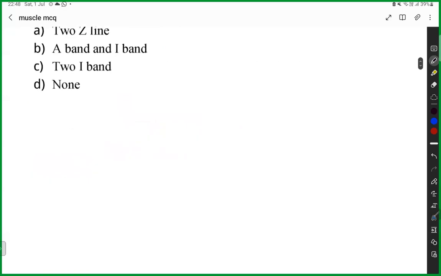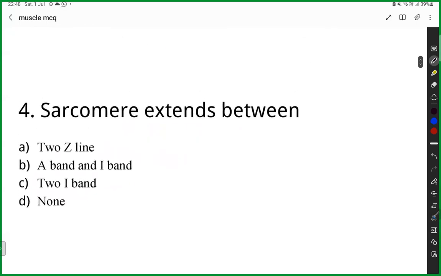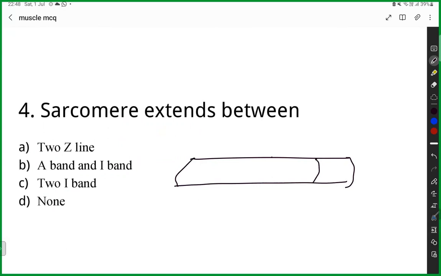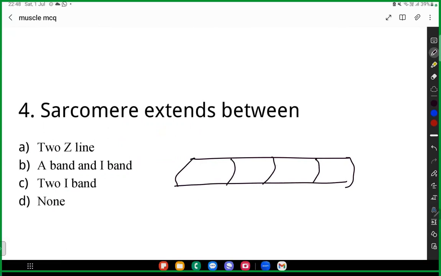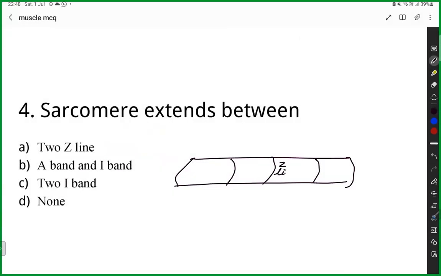Okay. Next, sarcomere extends between. So what is the sarcomere? You know that this is going to be your myofibril. This is going to be one Z line. This is going to be one Z line. Between the two Z lines is your sarcomere. So the answer is sarcomere extends between two Z lines.